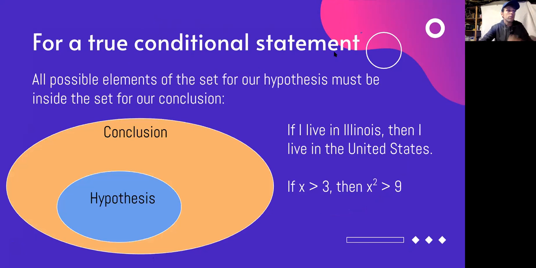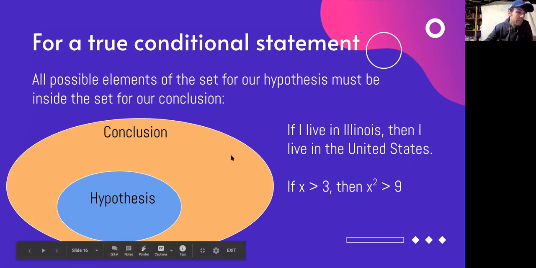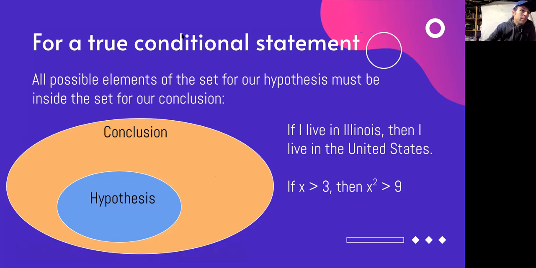All right, so for a true conditional statement, we need something like this, where the hypothesis is fully contained within the conclusion. Anytime the hypothesis is true, the conclusion will be true. One easy example to kind of visually see that is with a geography example here. If you live in Illinois, so this is Illinois, then you will live in the USA. So there's no place you could live in Illinois that is not also contained in the USA. So anything that makes the hypothesis true will make the conclusion true, so this is true.